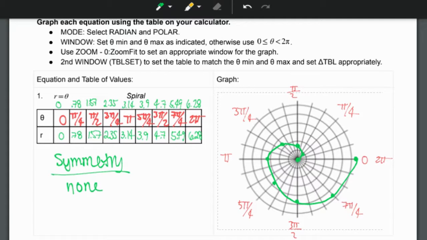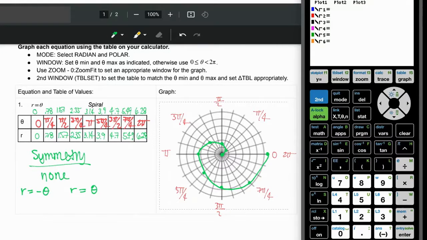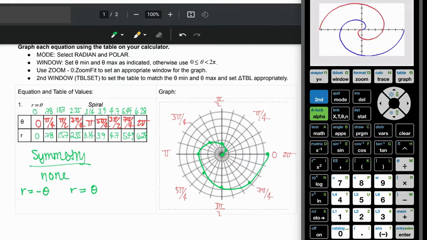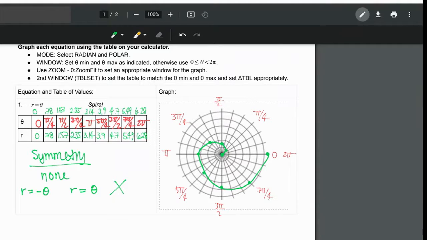All right, so then let's double check using these algebraic methods. In number 1, it says if we substitute in negative theta for theta, does it give you an equivalent equation? Well, if I do r equals negative theta, is that the same as the original equation, r equals theta? So let's use our calculator to verify. I have my original equation in r1, and then I put in negative theta for r2. I'm going to hit zoom fit again, and we're going to see what we get. So my blue and red graphs obviously are not the same exact graph. It's not an equivalent equation. So this would not have x-axis symmetry.